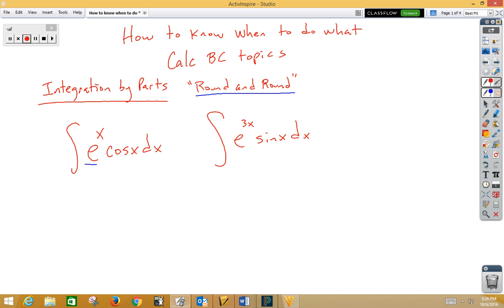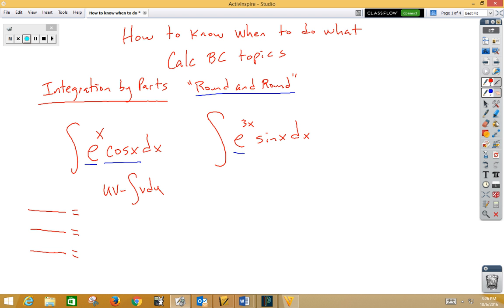We have two functions multiplied together, and if it's a combination of e to the x and either sine or cosine, it's a round and round. We'll be using uv minus the integral of v du on these. It's important to write the original problem each time and keep integrating until your final integral on the right side matches up with the original problem on the left side.